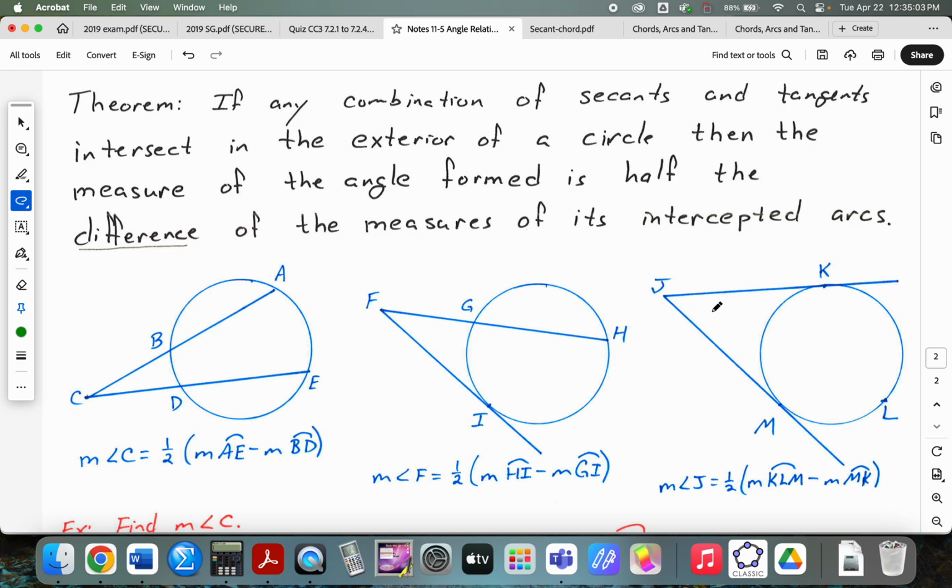Now this one gets to be interesting because these two arcs, arc MK and arc KLM, add up to how much? 360. It's the whole circle. So if we know that, we only need to know one of these two arcs to find the measure of this angle.